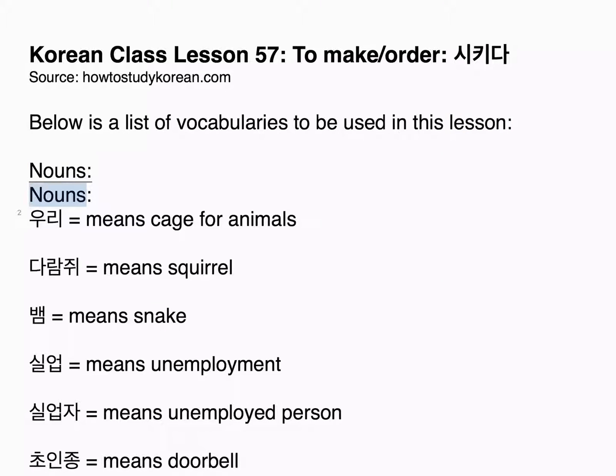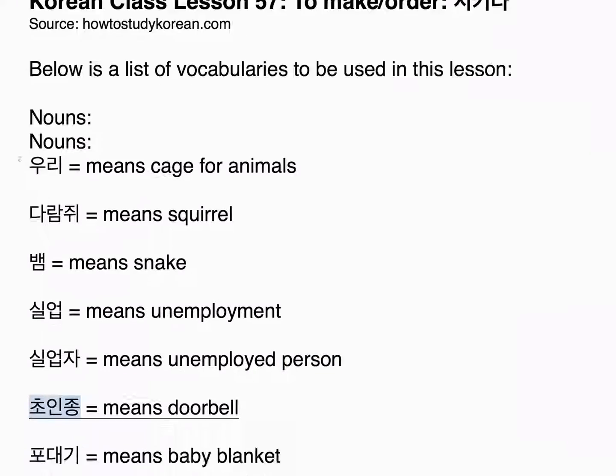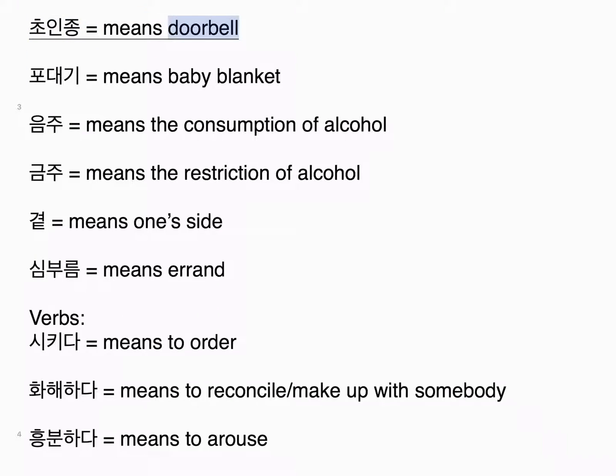Nouns. 우리, means cage for animals. 다람쥐, means squirrel. 뱀, means snake. 실업, means unemployment. 실업자, means unemployed person. 초인종, means doorbell. 포대기, means baby blanket. 음주, means the consumption of alcohol.